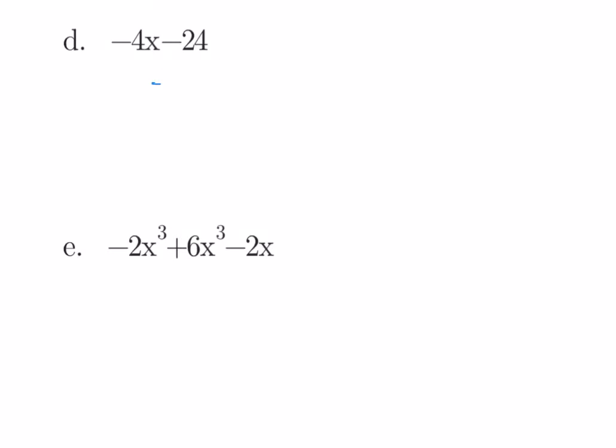My GCF is 4 for 4x and 24. We don't have any x's in it. And as I said, I want to factor out a negative as well. So the first term, if we divide by negative 4, I am left with just an x. Negative 24 divided by negative 4 is plus 6.